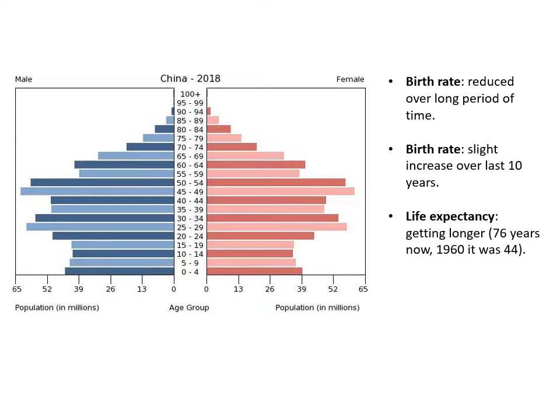Now that very much changes depending on where you live in China. If you are wealthy and you live in one of the major cities, you're probably going to be living well into your 80s. If you're very poor living in a remote rural area, it's going to be probably in the 60s. But on average, it's 76 now. In 1960, it was just 44.